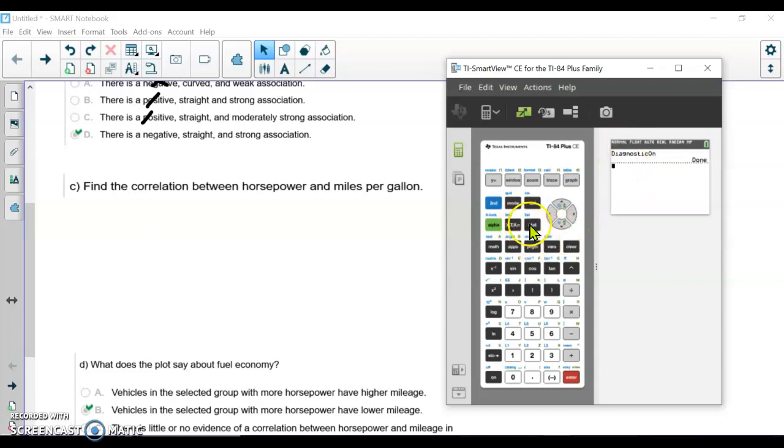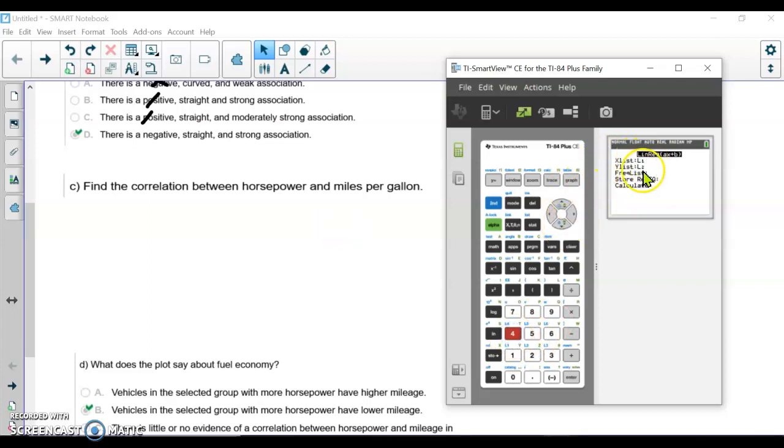Now once that's on, we can go to stat, and then we can go to calculate, and we want to calculate a linear regression model for the data set. Right? We want to see if there is a linear relationship. Let's generate it, and then that diagnostic, that R value, that correlation coefficient, is going to tell us how linear it actually is. How strong is this relationship? So we'll hit 4, or you can go down to that fourth option.